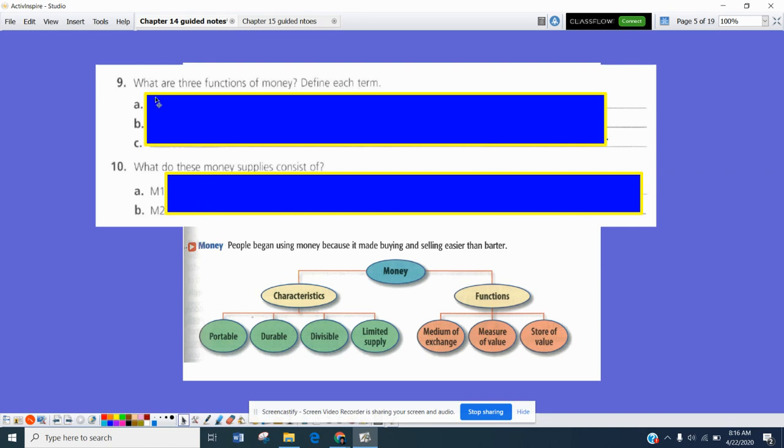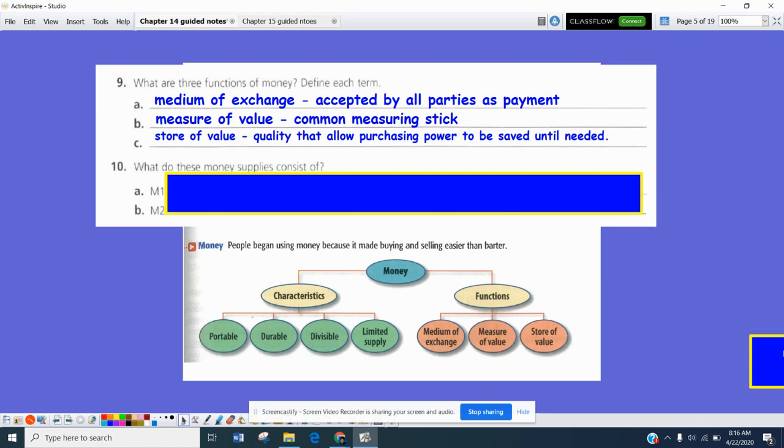Three functions of money. It's a medium of exchange, meaning that it's accepted by all parties as payment. Most people know what a $10 bill is. It's a measure of value. For the most part, we've always been around money, at least since the time we were little, and we kind of know what it means. And so it is a common measuring stick that most people are familiar with.